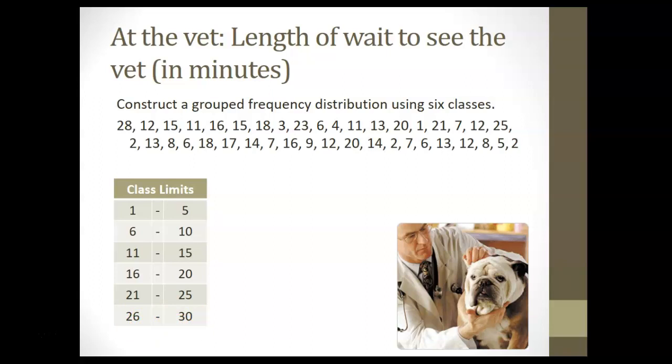Now that we've decided what our class limits are, these are what the 6 classes are going to be. 1 to 5, 6 to 10, 11 to 15, 16 to 20, 21 to 25, and 26 to 30. Now it's time to start counting, going through and finding our frequencies by counting how many of these numbers are in each class. So this video is starting to run a little long, so I'm going to end this one here and come back in the next video and we'll finish constructing this frequency distribution.